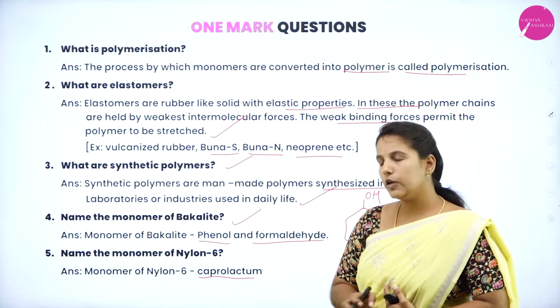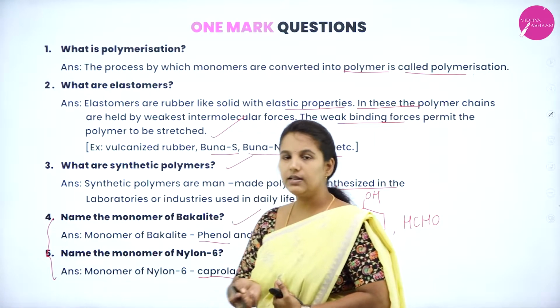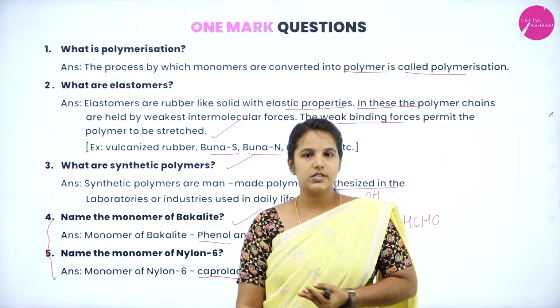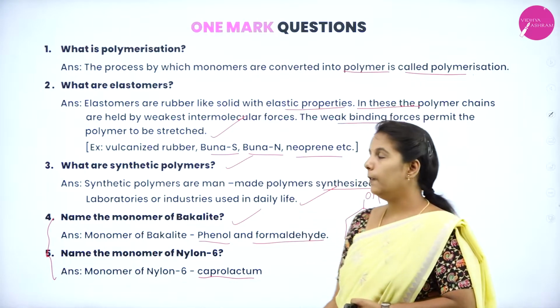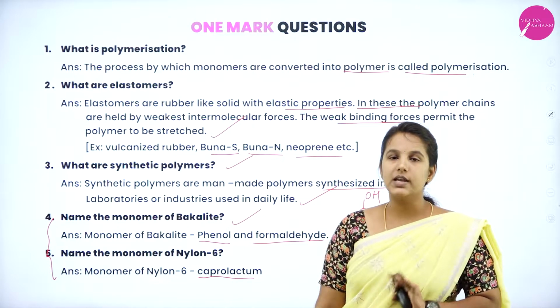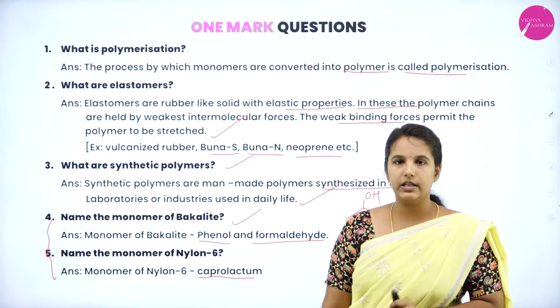Most of the 1 mark questions ask you to write the monomers, but sometimes they can also ask direct questions such as elastomers or polymerization, or by giving any types of polymers, and you write the examples also. Such kinds of questions can also be asked in the 1 mark.